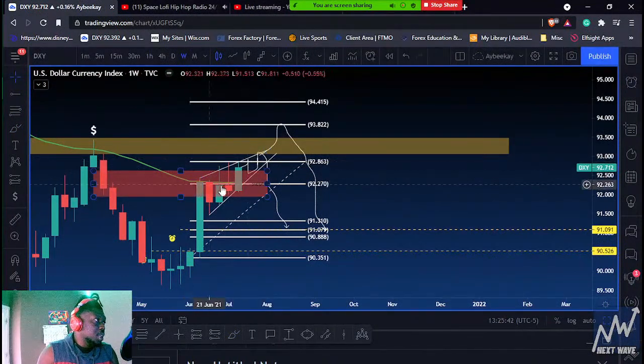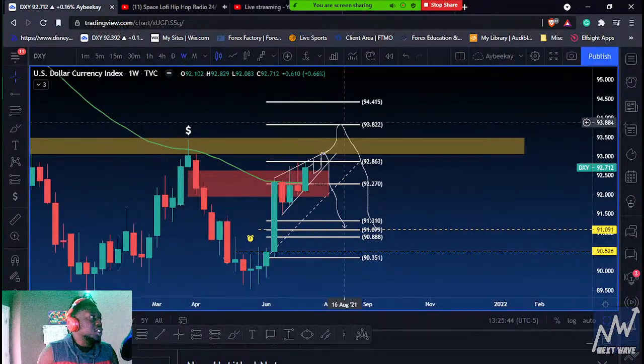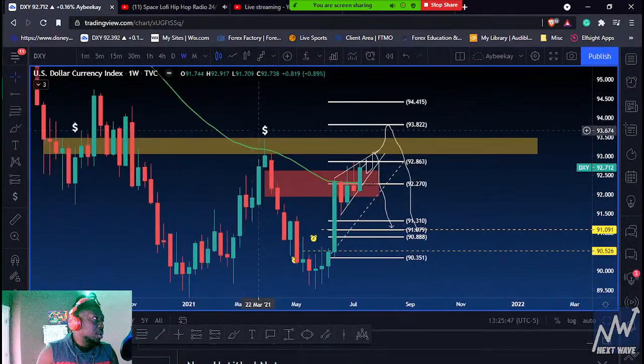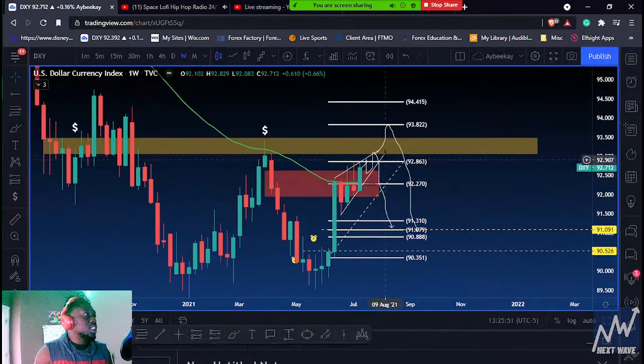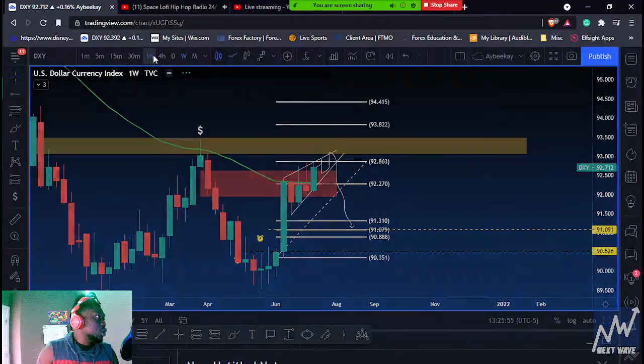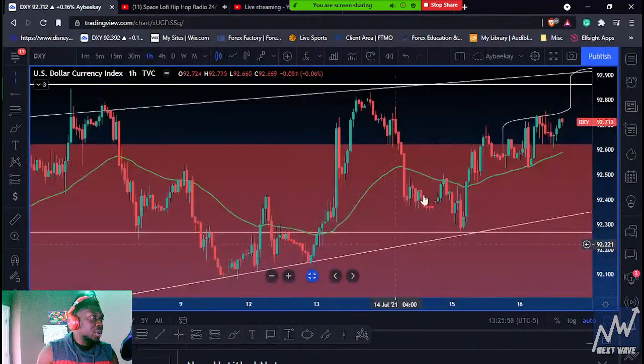If the rising wedge plays out, then hey, maybe we won't get this push to the upside where price will come and take out these highs and then drop down low before going bullish again. So let's see what happens with the DXY, but I just wanted to talk about that a little thoroughly. Let's go on to the 1 hour time frame just to see what current price action is doing.